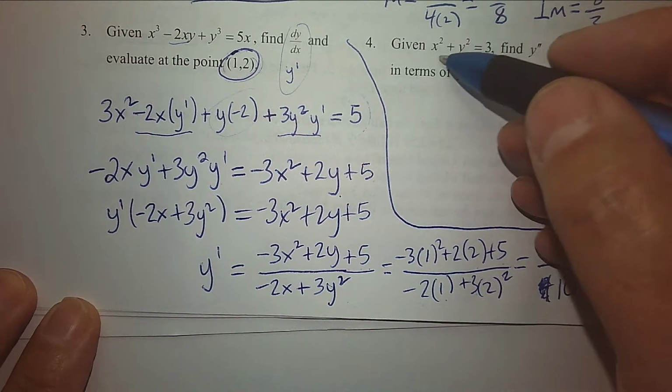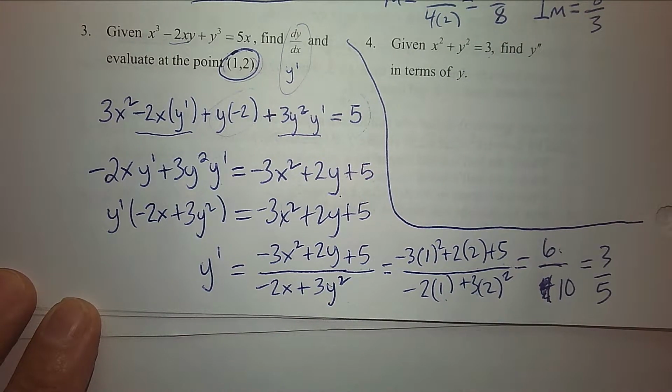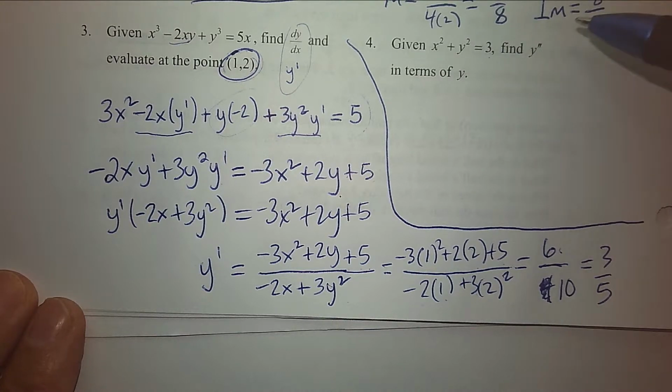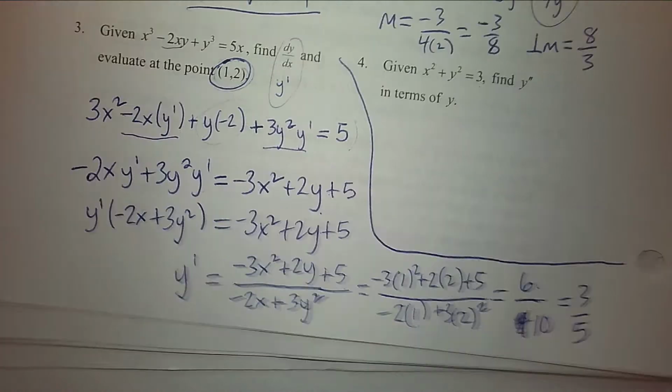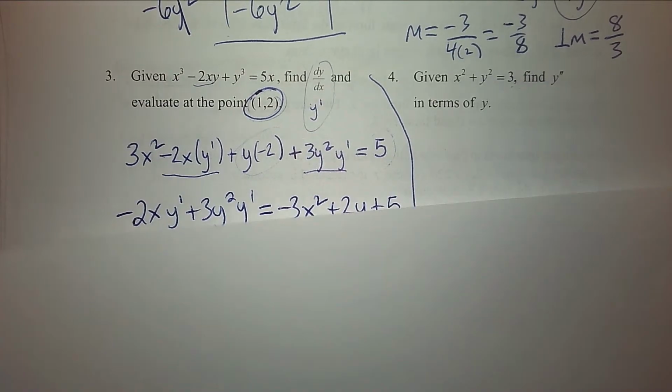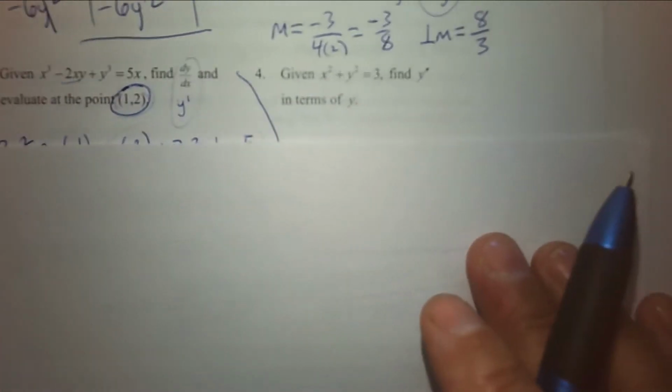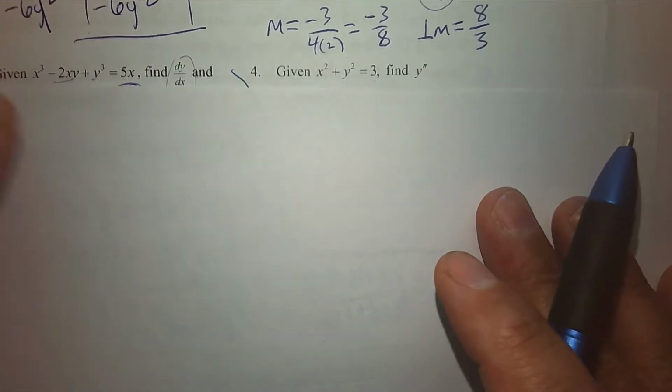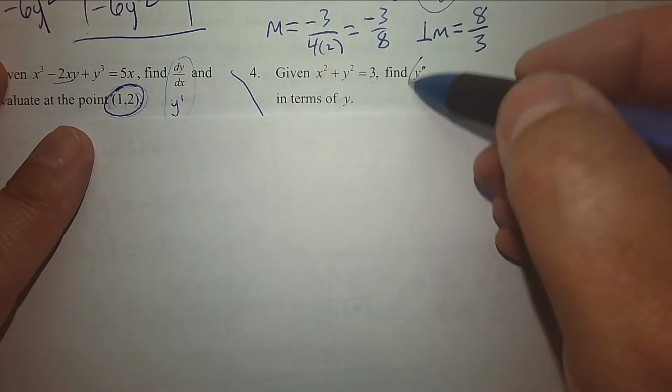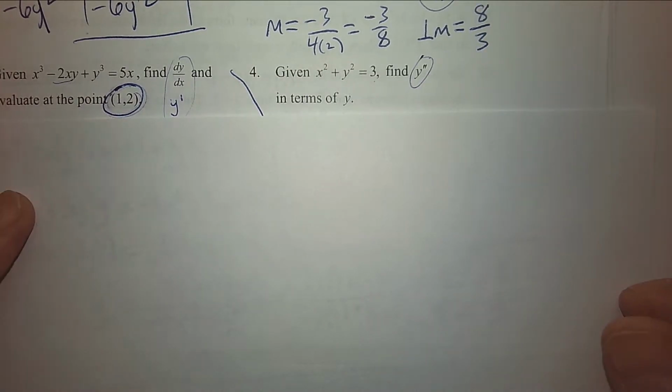Okay, number 4. Do you know what x squared plus y squared equals 3 is? Do you know what type of equation that is? It's a circle. So here we have to do it implicitly. I'm going to take a fresh piece of paper underneath so I have room to answer this. Notice which derivative they're asking you to find: not the first derivative, but the second.